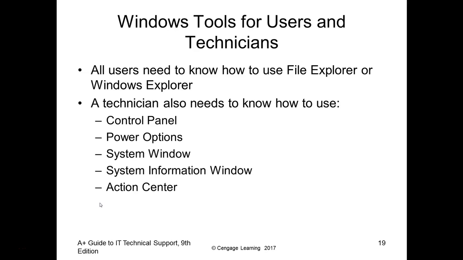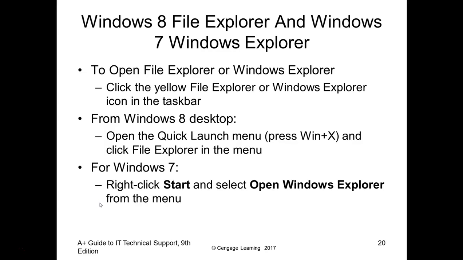Okay, in addition to Windows and File Explorer, which is used for file management, we also have the control panel, power options, system window, system information window, and action center, which we'll get in depth with a little bit more. Okay, so looking at File Explorer first.